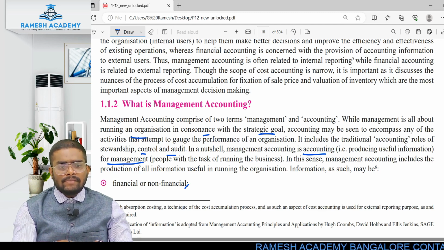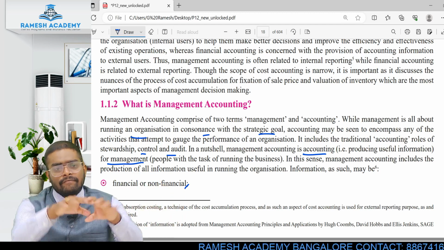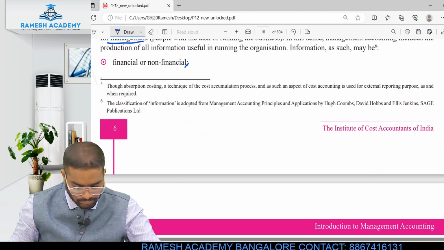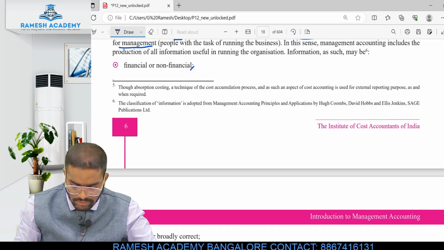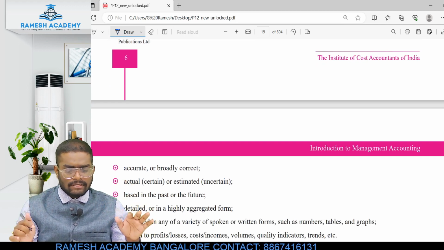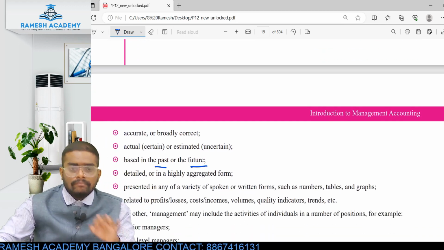That's the reason management accounting is a larger picture. It's a bigger bucket having everything. It will include every part of the business. So the information may be financial or non-financial. Next, it will be based on past, future and present.